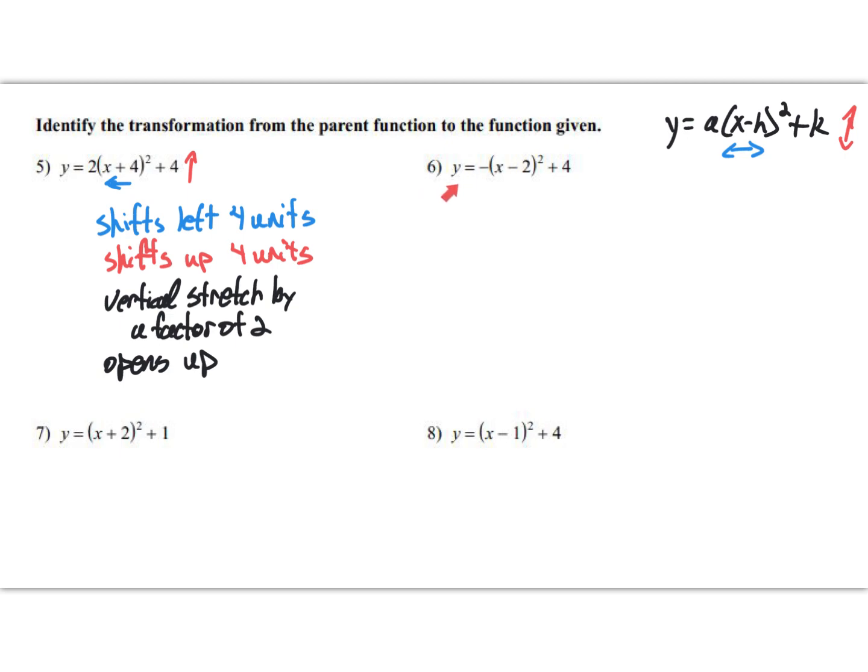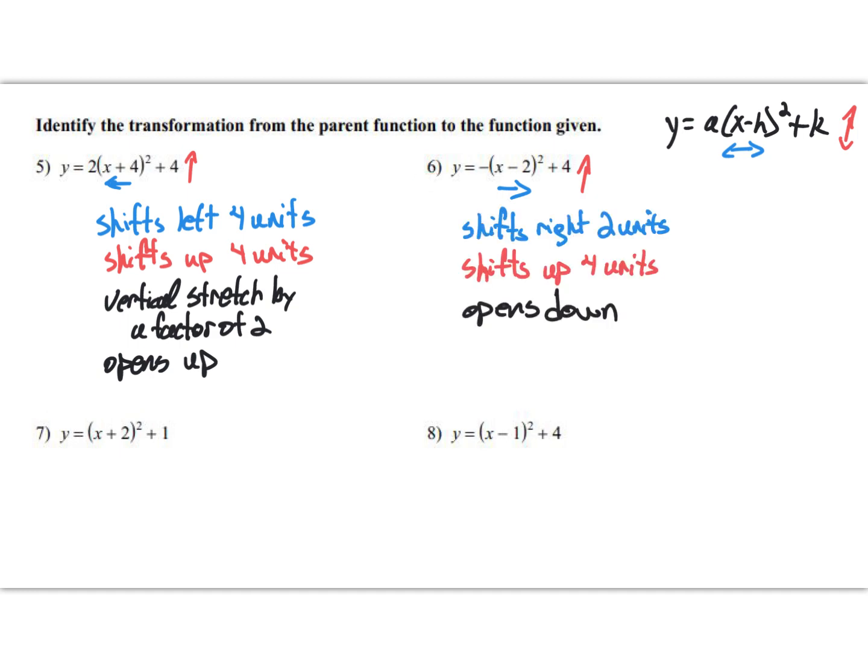All right, looking at number 6, we have y equals -(x minus 2) squared plus 4. So we can see inside the parentheses, it's a -2. So that's going to shift it to the right 2 units. The +4 for the k value is going to shift it up. And then we can see here that it's a -1. There's no vertical stretch or vertical compression, but the negative is going to tell us that it opens down. So the answer to number 6 is that it shifts right 2 units, it shifts up 4 units, and this negative means that it opens down.